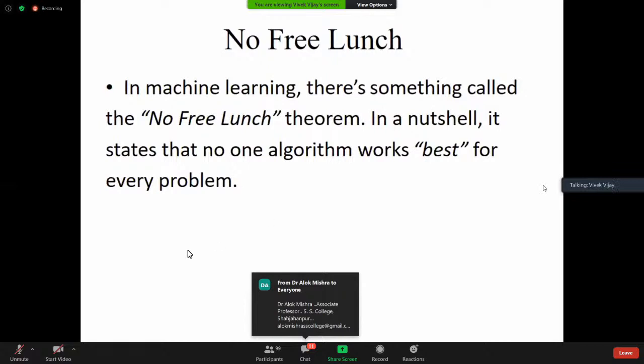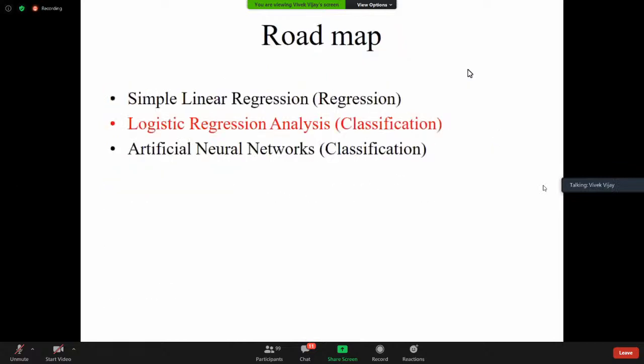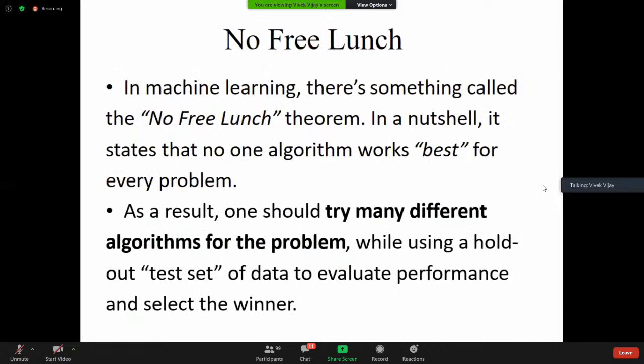One more thing before we apply any model to real data. There's something called the no free lunch theorem. What does it mean? It means there is no model which can be called the best model. A lot of people come and ask, which machine learning model is very good in the market nowadays? No model is best. Every model has some value to it. Every model is good.